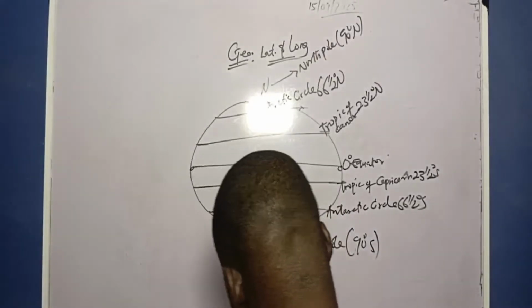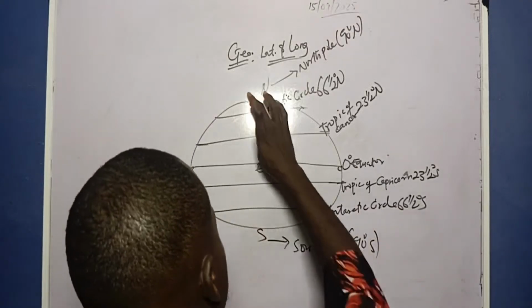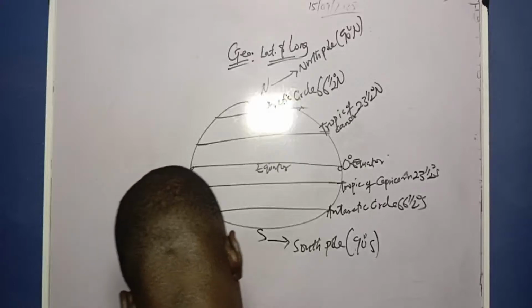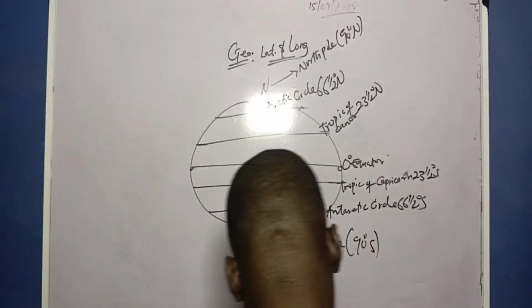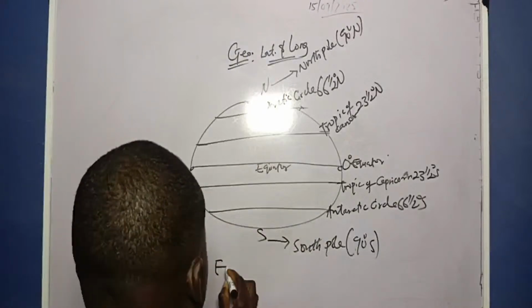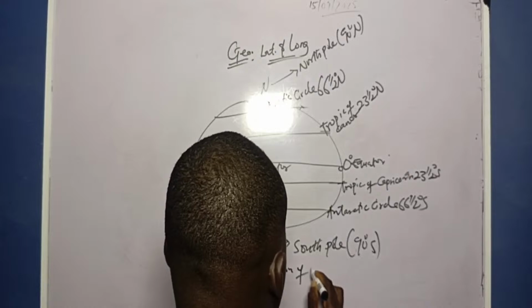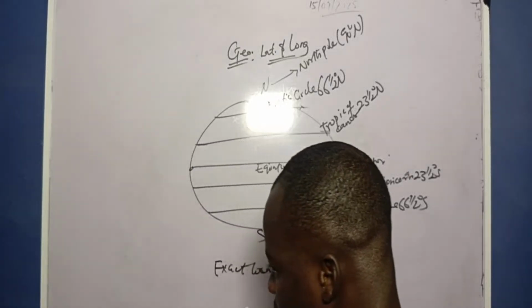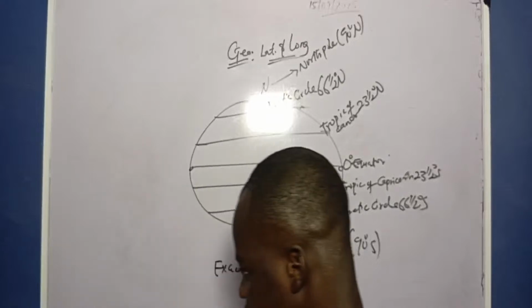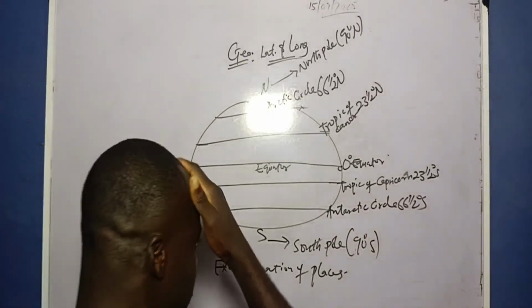So that is it. What do we use these lines of latitude to do? The lines of latitude, in conjunction with those of longitude, are used to determine the exact location of places.